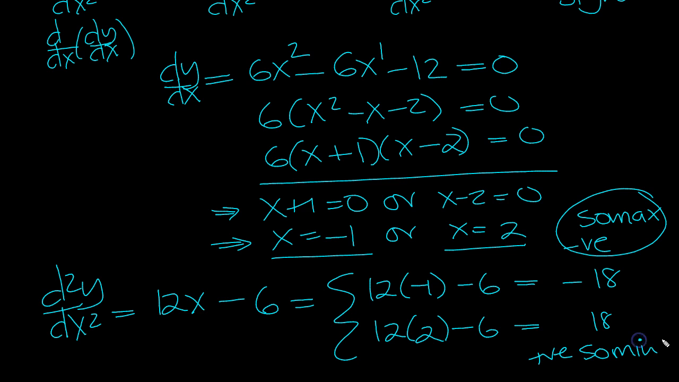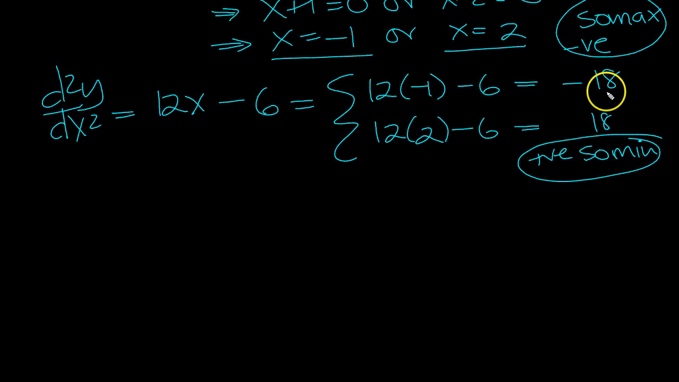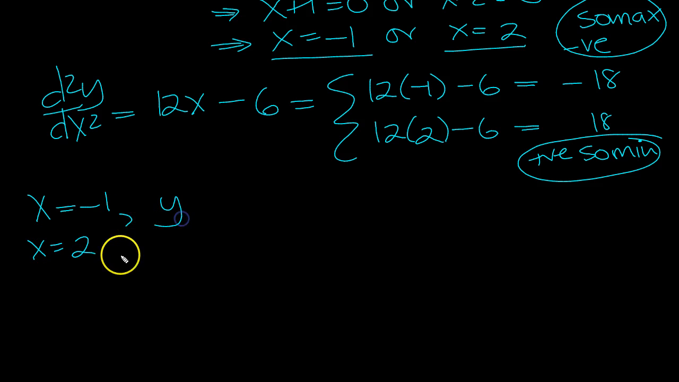Because it's the second derivative at the value x equals minus 1. When x equals minus 1, the second derivative is negative, so it's a max. And when x was equal to 2, put that into the second derivative. We get positive, so it's a min. So that's the x value. There's the second derivative, so we know it's max and min. The turning point itself was when x equals minus 1 and x equals 2. Well, we need the y values, don't we?